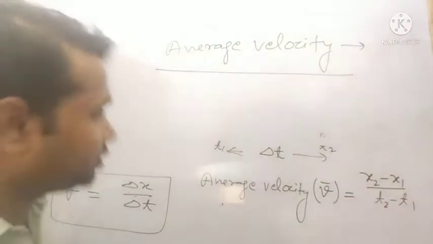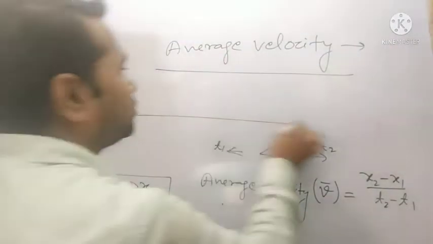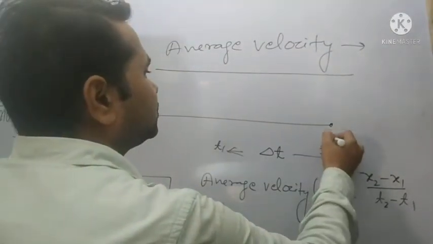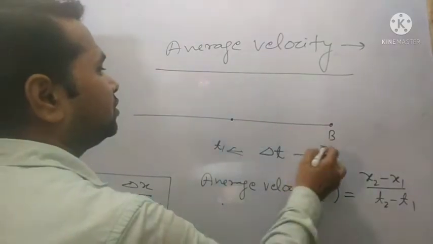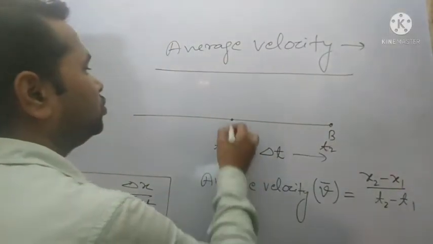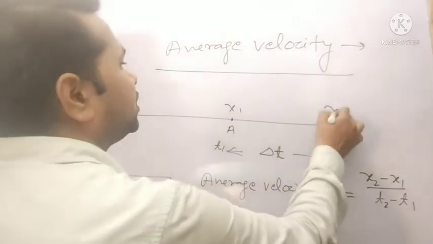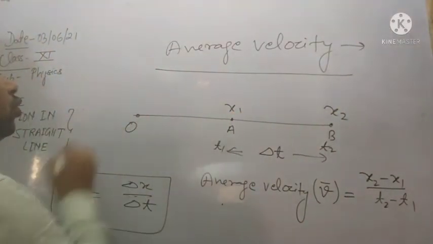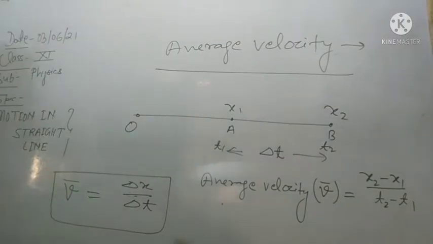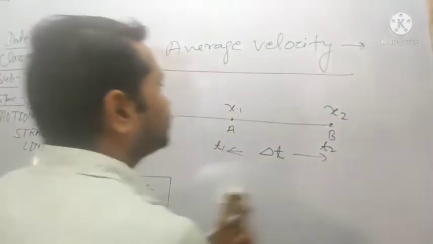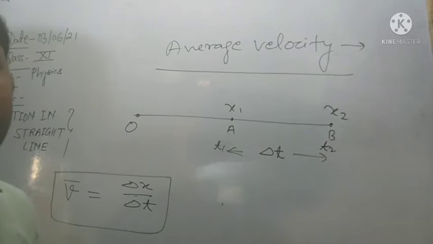अच्छा अभी डायग्राम रहने दो भाई जो बनाया था अभी. This was B, this is B, T2, ये this is A, X1, X2, and this was O. ऐसे. तो this is about the average velocity.